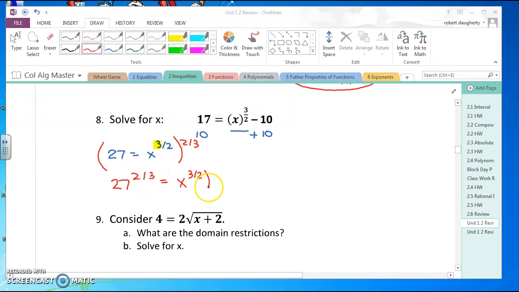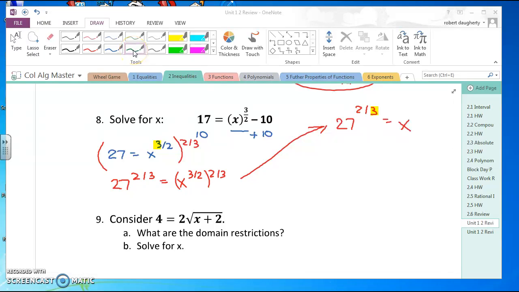So x to the 3 halves to the 2/3, that's just going to be x. So you get 27 to the 2/3 equals x. What this means is take the cube root of 27. Cube root of 27 is 3. So this is 3 squared equals x. 3 squared is 9. So 9 is equal to x. So in that case, x is equal to 9.